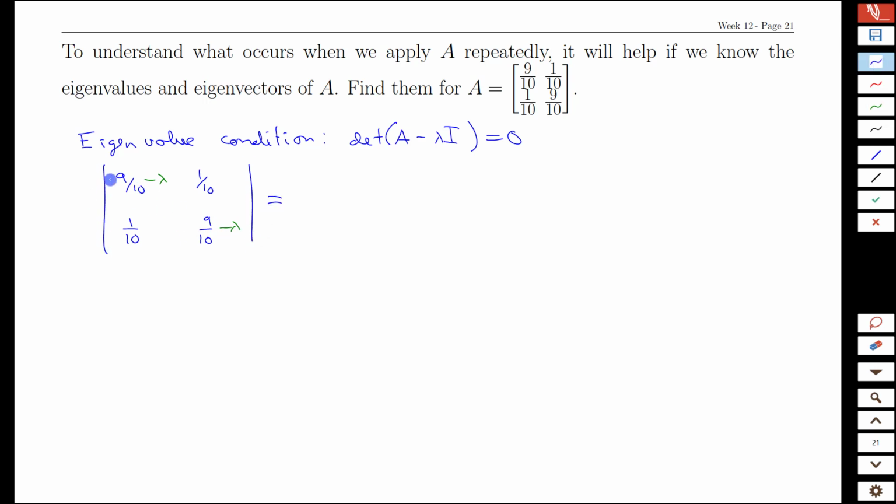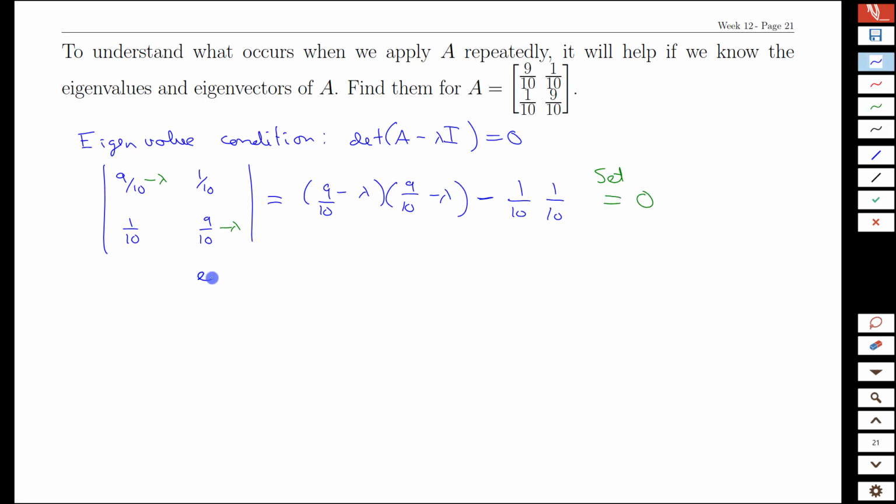We're taking the determinant of a 2 by 2 matrix, with negative lambda down the diagonals from the minus lambda I, and so we get a product down the diagonal of 9/10 minus lambda, twice, and then minus, that's 1 over 100, or we'll write it out, 1 over 10 squared, 1/10 times 1/10. And then we want that determinant equal to 0.